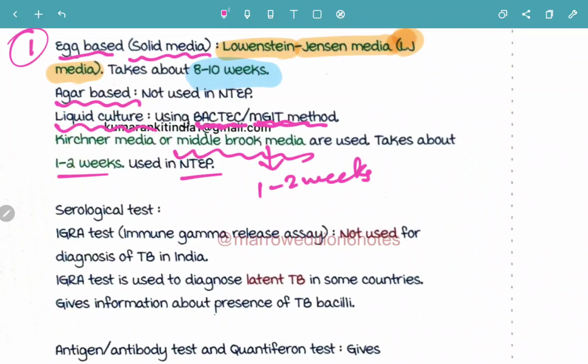Remember, Middlebrook method is used in NTEP.